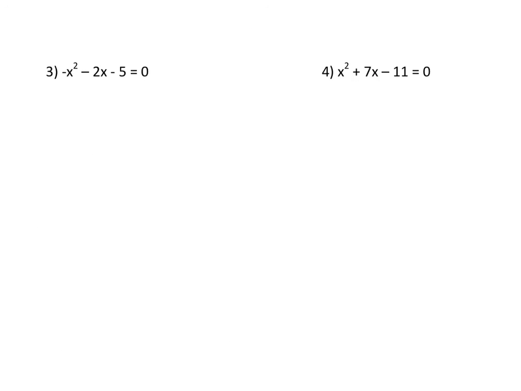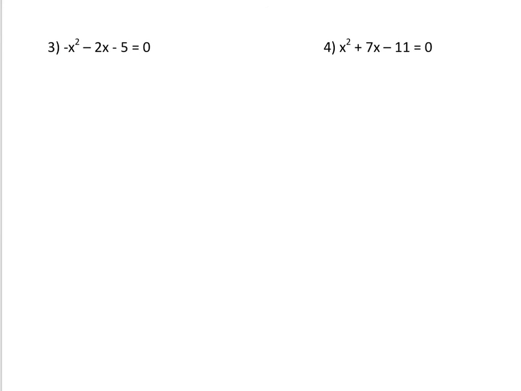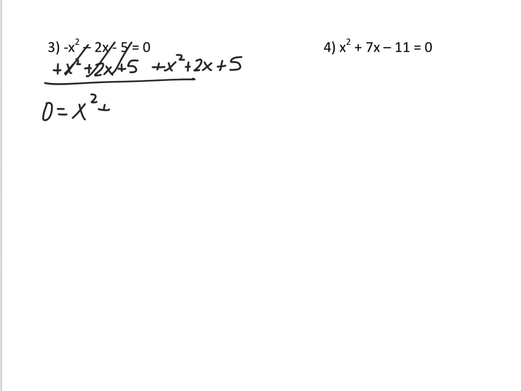Okay, what I'd like you to do now is look at example number 3. What do you notice right away? That's the first issue. I actually don't like that there's leading coefficient to be negative. You could either take out a GCF of negative 1, or you could actually add everything to the other side and make it positive. So I'm going to add everything to this side, so my leading coefficient is positive. So 0 equals x squared plus 2x plus 5.